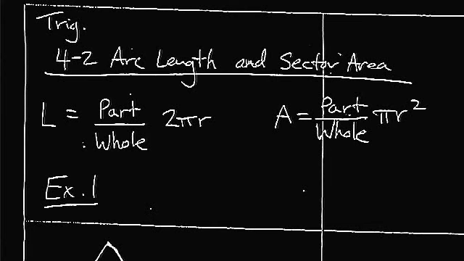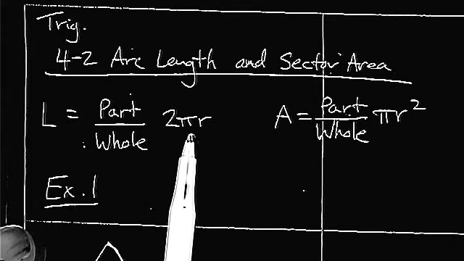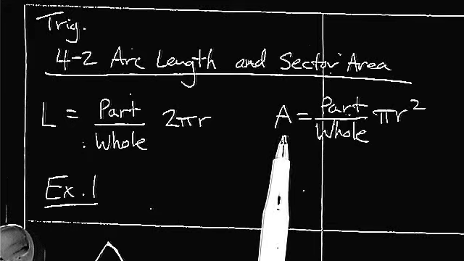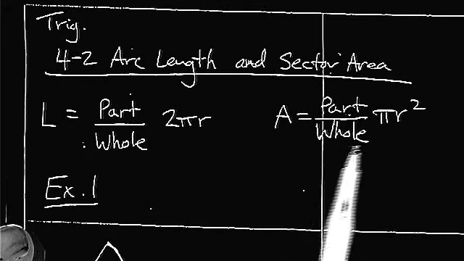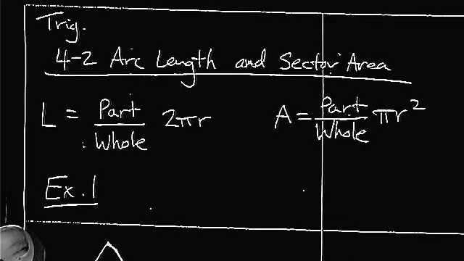Okay, Trig, section 4-2, arc length and sector area, really based off of two different formulas. The arc length formula is a fraction of the circumference of a circle. And the area formula of a sector is the fraction of the area of the entire circle.